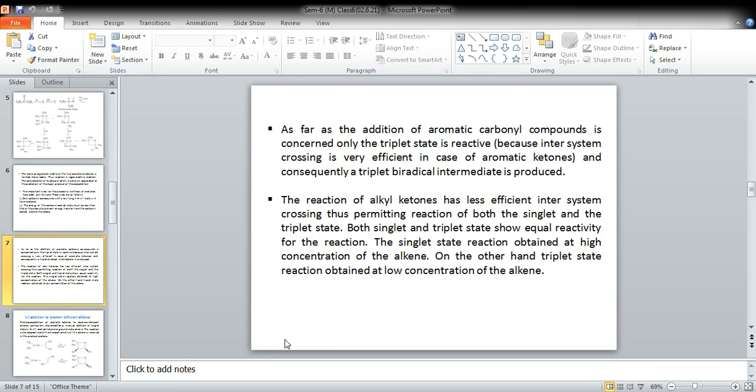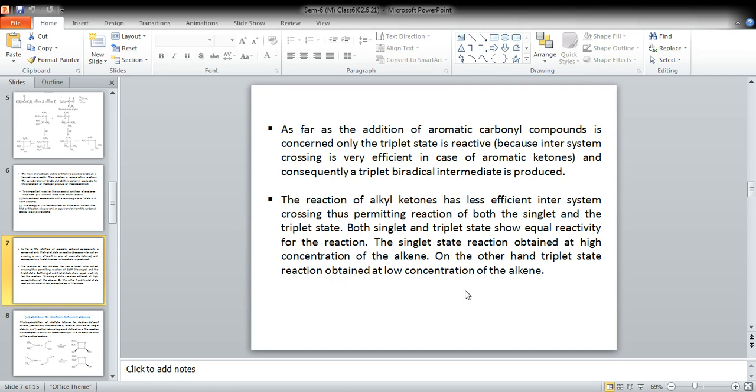However, if instead of an aromatic carbonyl compound we take an aliphatic carbonyl compound, say alkyl ketones, the reaction of alkyl ketones has less efficient intersystem crossing, thus permitting reaction of both the singlet and the triplet state. Both singlet and triplet states show equal reactivity for the reaction. The singlet state reaction is obtained at high concentration of the alkene. On the other hand, the triplet state reaction is obtained at low concentration of the alkene.